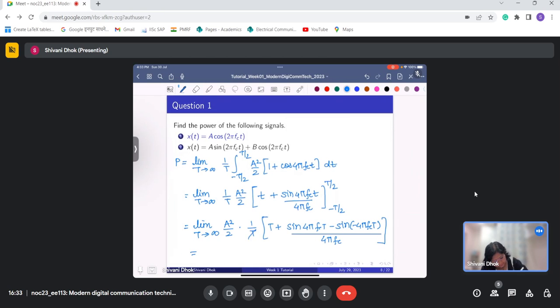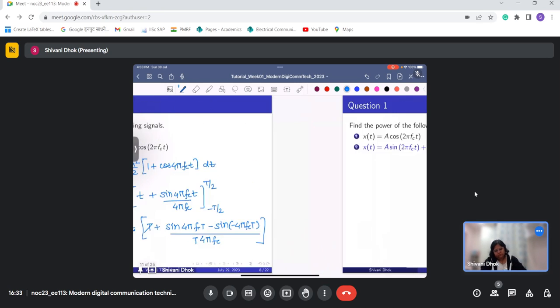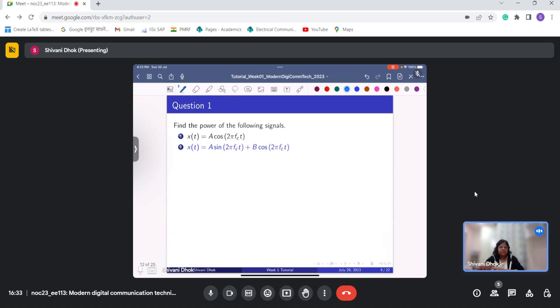So now this gets cancelled and we have a t here. Now as this t tends to infinity, the second term goes to 0. So therefore what we have is a square by. Any questions?